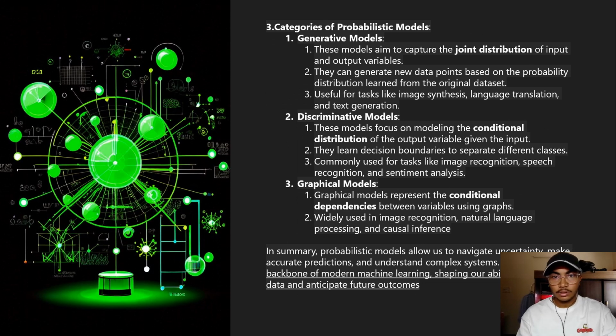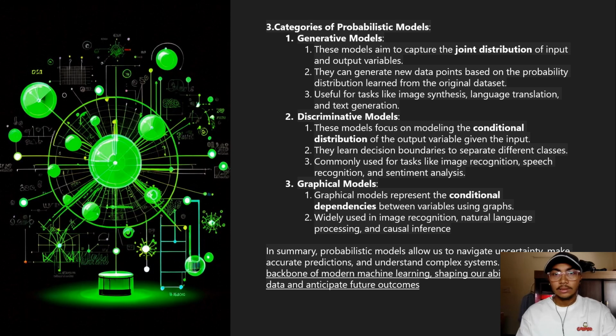Categories of probabilistic models. Generative models. These models aim to capture the joint distribution of input and output variables. They can generate new data points based on the probability distribution learned from the original dataset. Useful for tasks like image synthesis, language translation, and text generation.